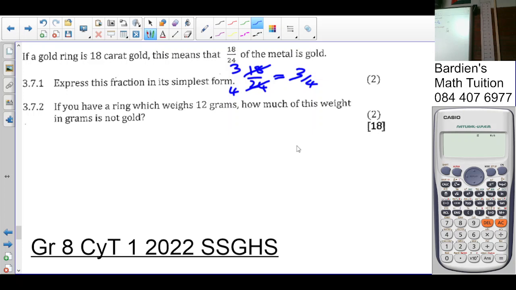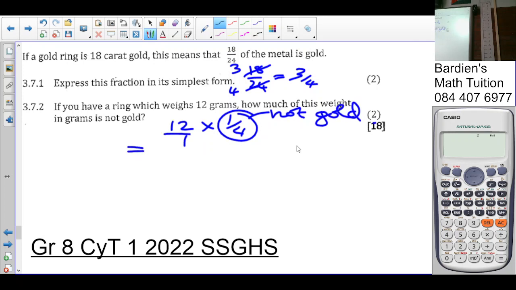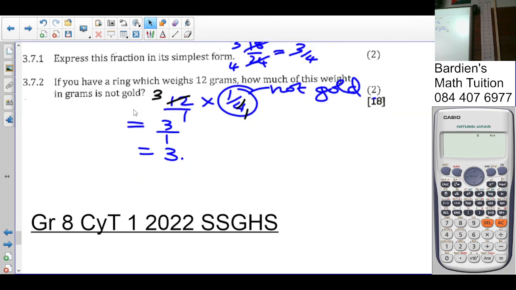If you have a ring which weighs 12 grams, how much of its weight in grams is not gold? So how much is gold? 3/4. How much is not gold? A quarter. So it's going to be 12 times a quarter, since that is not gold. So that's over 1. 4 goes into 4 once, 4 goes into 12 three times. So it's 3 times 1 is 3 over 1, which is 3.